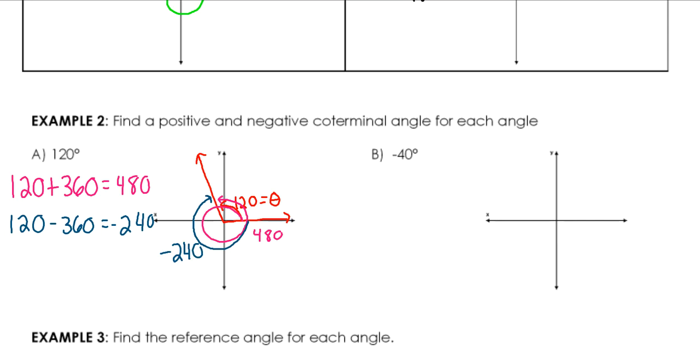Okay, let's look at our next one. So our next one is a negative 40-degree angle. So starting here at my initial side, going negative 40 is about there. And then I'm going to do the same thing. I'm going to find a positive one by adding 360 and a negative one by subtracting 360. So if I take negative 40 and I add 360 degrees, that gets me to 320. So 320 is a positive coterminal angle where I start at that initial side and go around in the positive direction to end at the same spot.